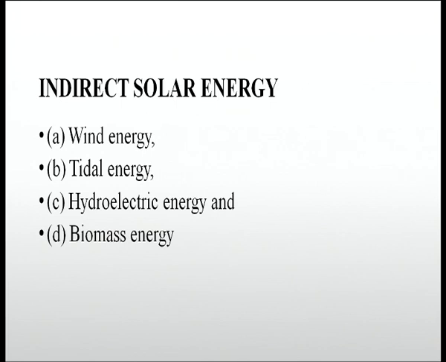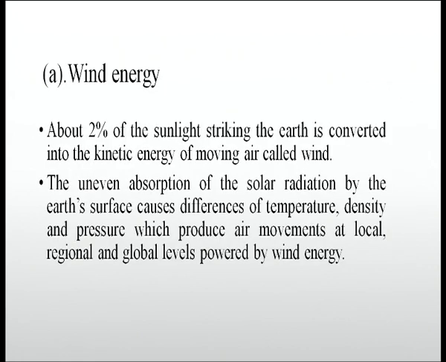Now, we will discuss the indirect solar energy. Indirect solar energy can be obtained in the form of wind energy, tidal energy, hydroelectric energy and biomass energy. Wind energy. About 2% of the sunlight striking the earth is converted into kinetic energy of moving air called wind.